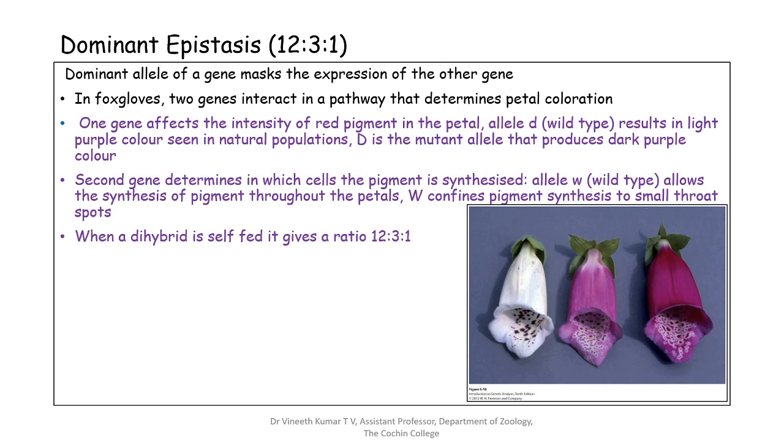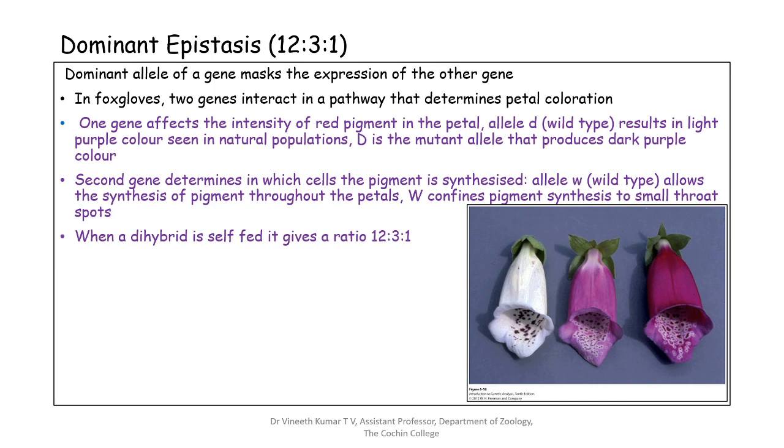Here, one of the genes will affect the intensity of the red or the purple color. Red, it's not red actually, you can call it purple. So the intensity of the purple pigment in the petal. The allele small d, which is the wild type one, results in the light purple coloration which is seen in natural populations. So this coloration is brought about by the wild type allele, which is small d. As the notation given here is a small d, this small d is considered as the wild type allele.